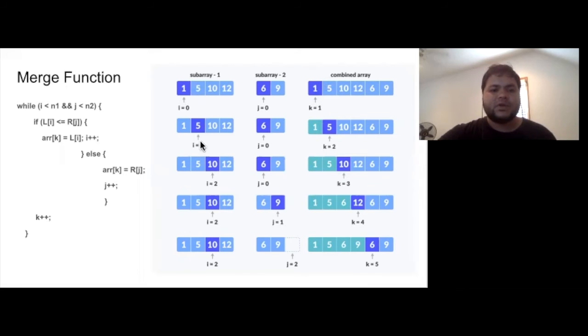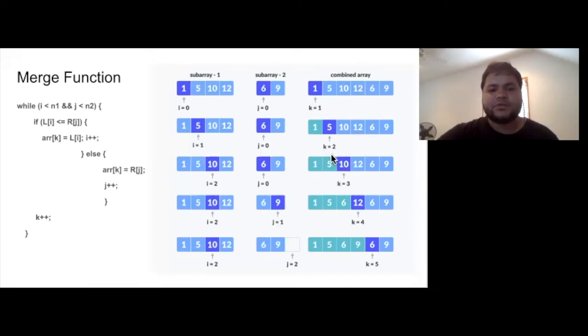And then we'll go to the second index of subarray 1, which is 5, and the first index of subarray 2, which is 6. So if we compare 5 and 6, then we'll see that 5 is smaller.